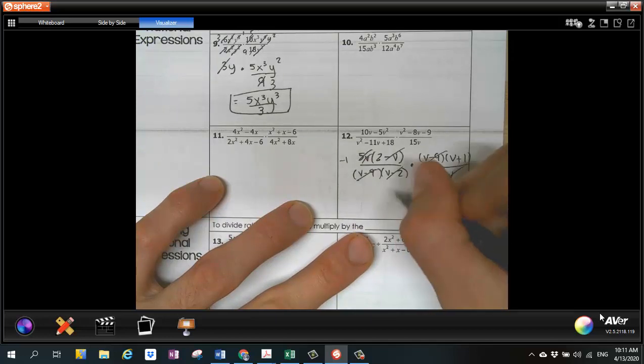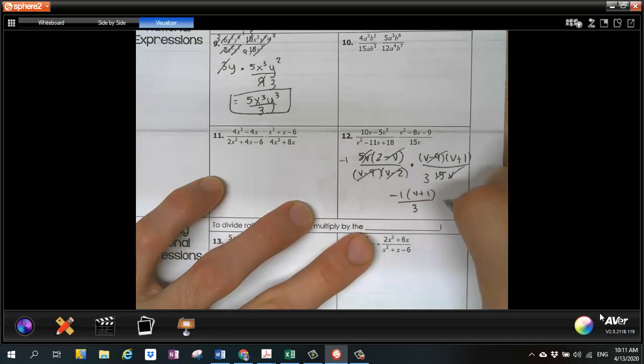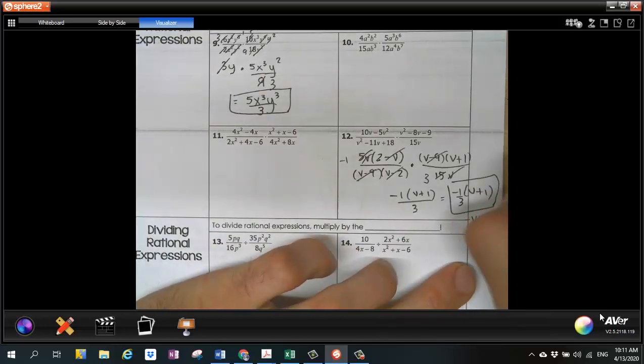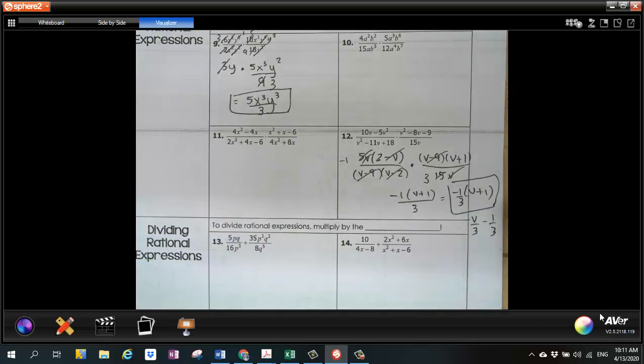So in the top now, I just have -1 times v plus 1 left over, and in the bottom, all I have is 3. All right, there's different ways to write that answer. I guess I'll write it like this: -1/3 times v plus 1 as my final answer. And if you were to distribute it, it'd be -v/3 minus 1/3. So there's another way to write it if you prefer.